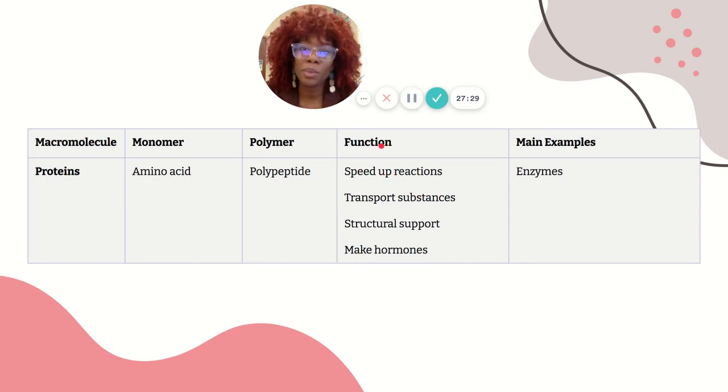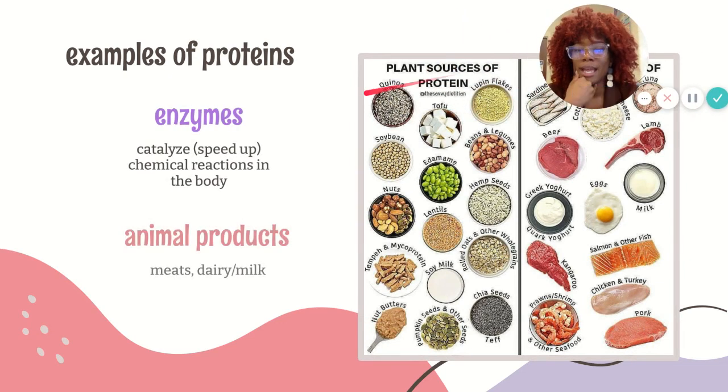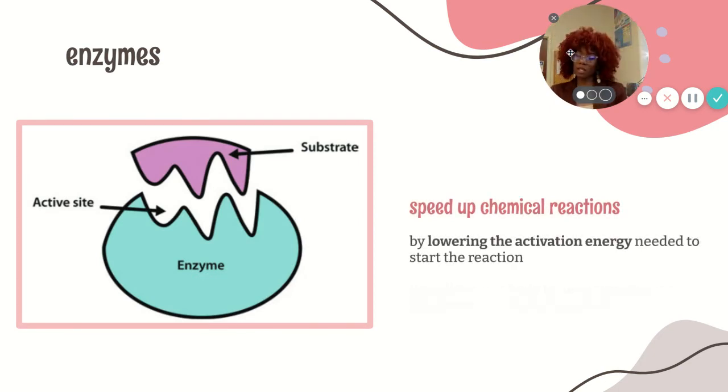Okay, their functions are to do cellular processes, so they might speed up reactions, such as an enzyme. They might transport substances, such as protein channels in the cell membrane. They could do structural support, such as the spider silk, or they could even make hormones, such as insulin. So yeah, examples of proteins. Enzymes, again, are going to catalyze, which just means to speed up chemical reactions in the body, and animal products, such as meats, dairy, and milk, are going to be, yeah. There's also, of course, beans and soy milk and stuff like that, nut butters that are also plant sources of protein.